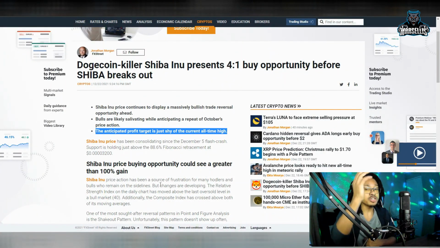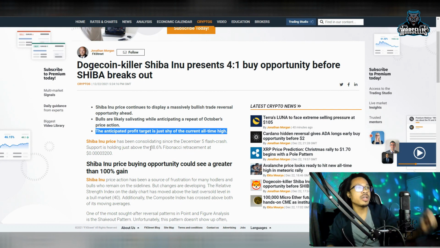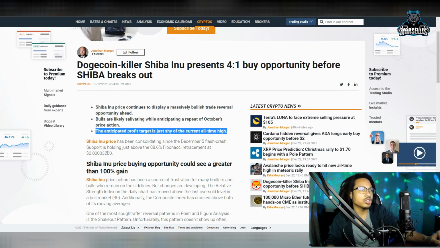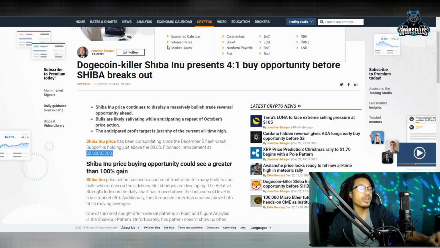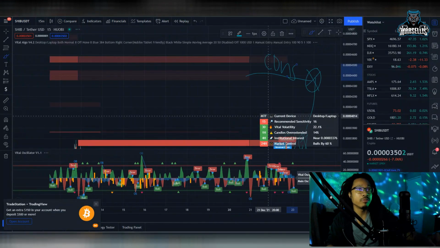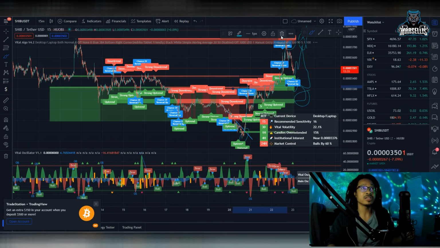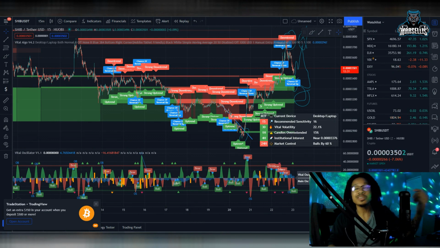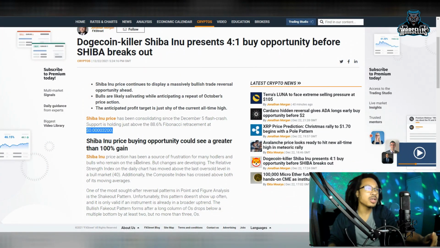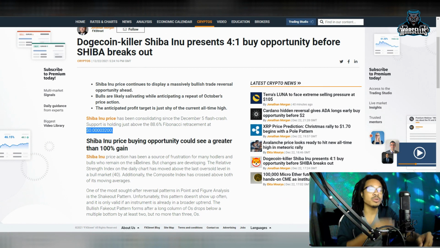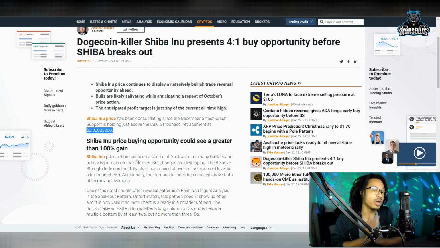So Shiba Inu price has been consolidating since the December 5th flash crash, and now is holding just above the 3,200 area. We're at 3,502 now. We're doing huge numbers. So Shiba Inu has the potential to continue to break out and to continue to go on an uptrend here. So let's keep going over this. Now, Shiba Inu price buying opportunity could see a greater than 100% gain. That's why they're saying 4-1. It could be more than 100% gains.